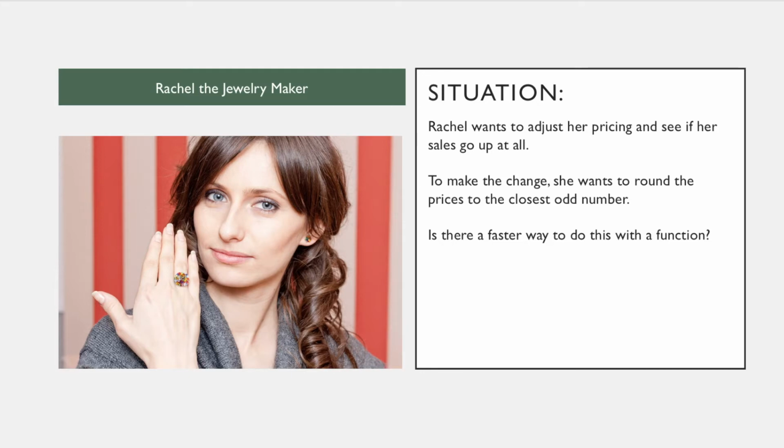Today I'm going to be telling you about Rachel the jewelry maker. Now Rachel wants to adjust her pricing to see if her sales will go up at all. To make the change, she wants to round the prices to the closest odd number. Is there a faster way to do this, maybe with a function?